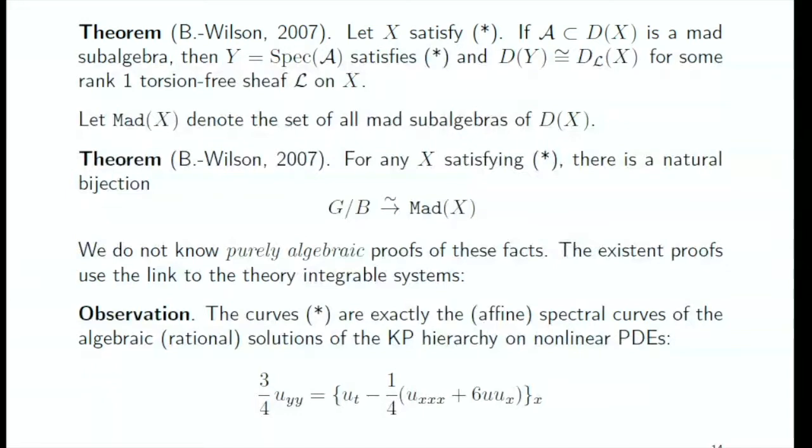But I should say that this kind of facts, despite being purely algebraic statements, don't really have purely algebraic proofs, at least we don't know any. The proofs are based on translation of this problem to a question about algebraic solutions of the so-called Kadomtsev-Petviashvili nonlinear PDE, which is one of the basic integrable systems. I will not go deep into this, but the relation is the following: those curves satisfying condition star turn out to be exactly spectral curves of so-called rational, or the simplest, algebraic solutions of the KP hierarchy. So I can explain this.